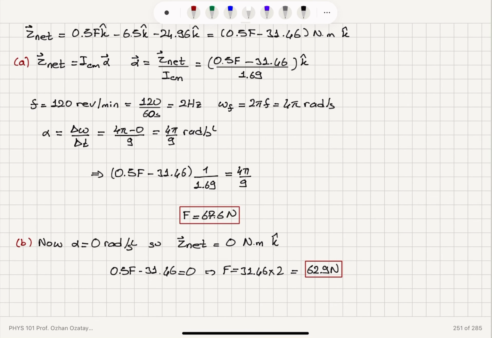In part B, we want to keep this angular speed, and we need to apply a force to keep this angular speed. So angular acceleration will be 0, and the net torque has to be 0. So this gives us a force of 62.9 newtons needed to keep the angular speed constant.